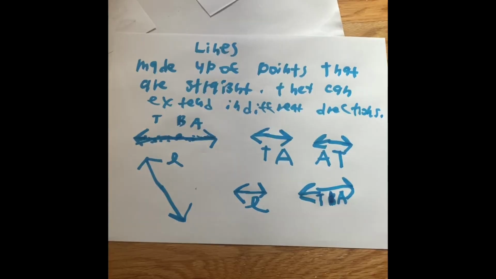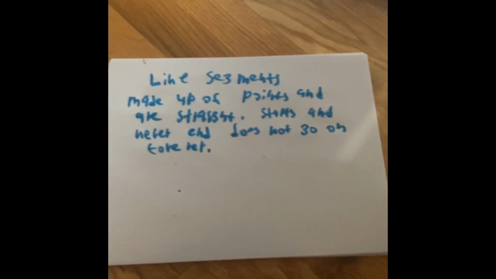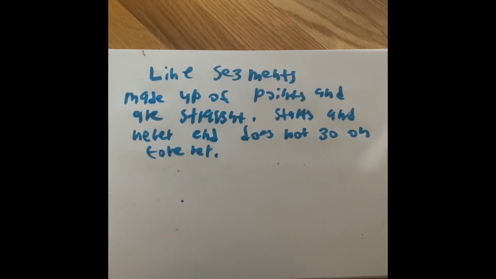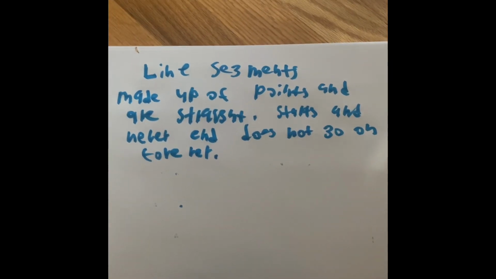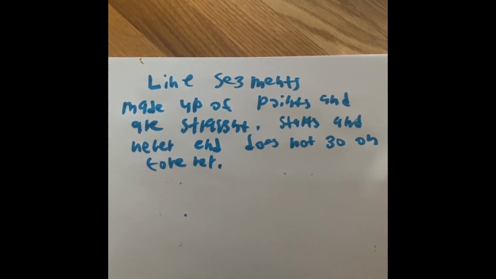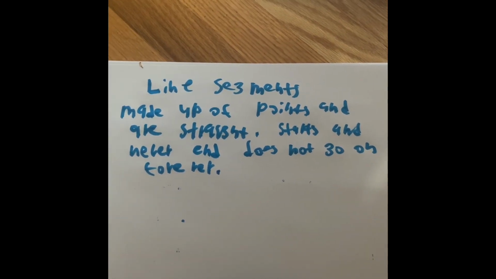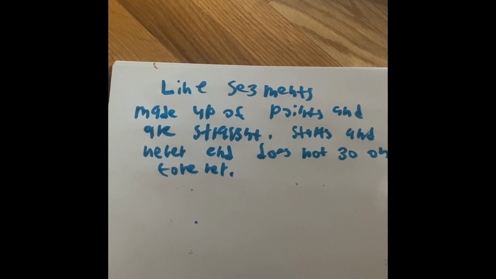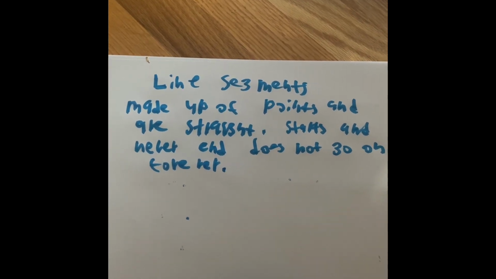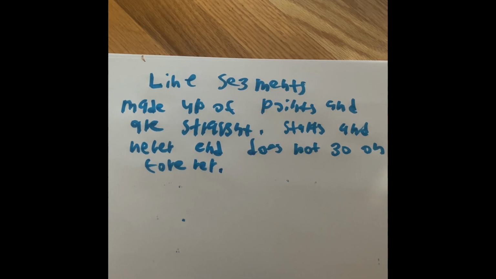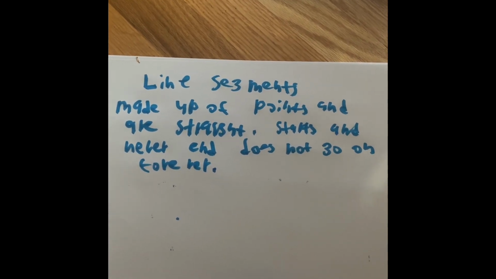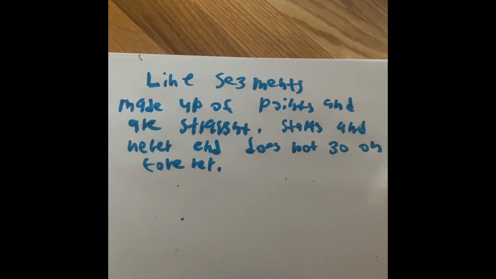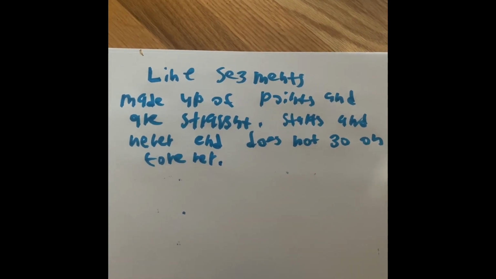Moving on from lines, we move on to line segments. These are a little bit different. They are a different type of line, but line segments put a little bit more pressure and limit you more on the math. Line segments are made up of points and are straight. The thing is, it starts and it never ends in the same direction. So basically, it does not go on forever.